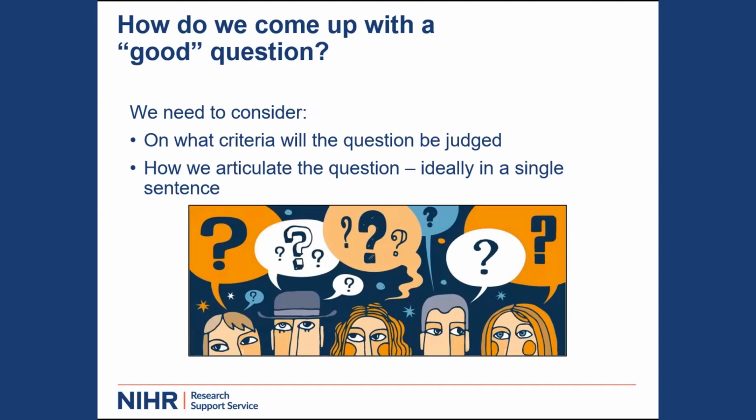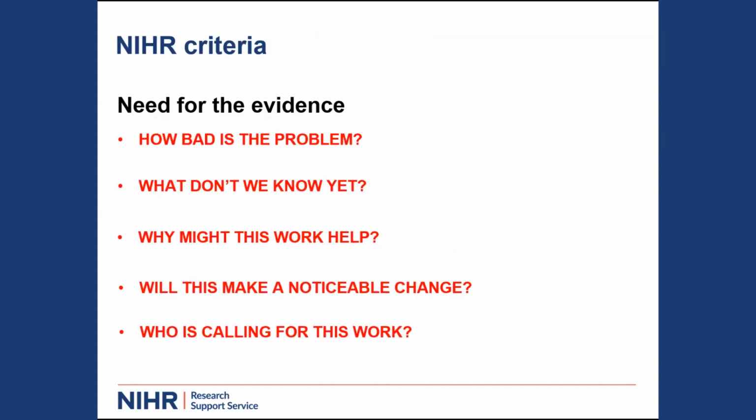To work out what we mean by good and how we go about thinking about it, we need to think about what criteria the question will be judged on, and then how we can articulate that question in a single sentence so that it is clear to the panel exactly what we are trying to do. So, to think a little bit about criteria.